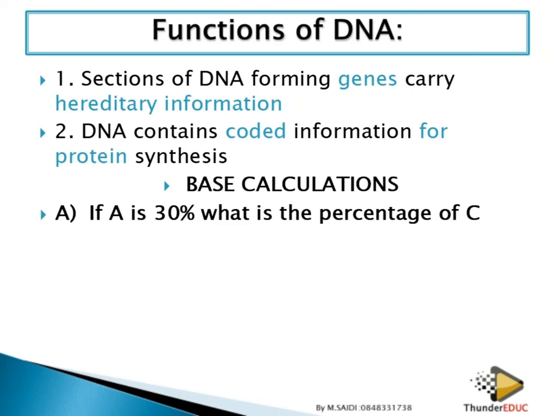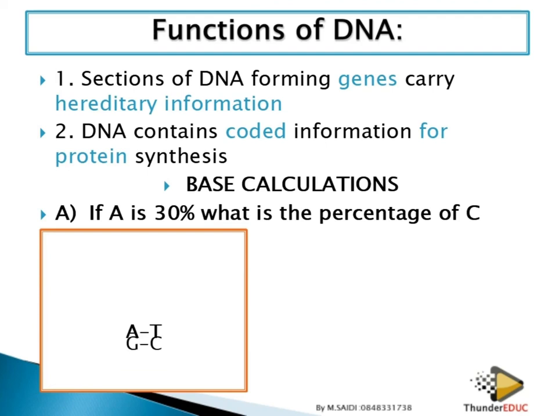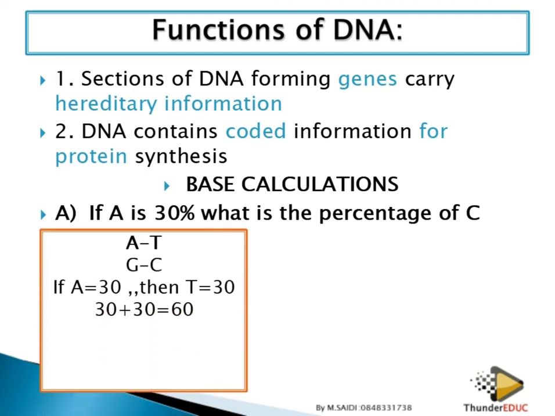Therefore, you minus that 60% from 100, you are remaining with 40. Therefore, that 40 is now divided between guanine and cytosine. Therefore, C will be 20. Guanine will also be 20.